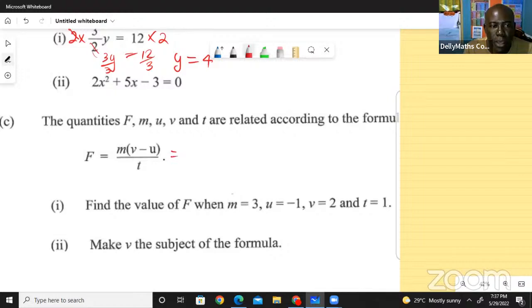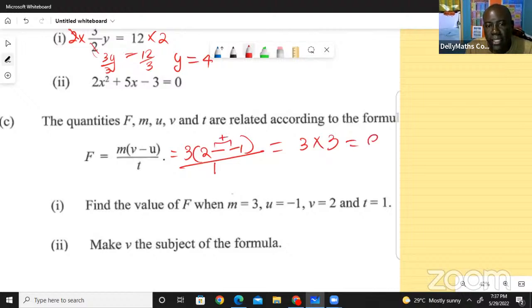Let's substitute beside it. M is 3, open bracket, V is 2 minus U, which is -1, all over T, and that is 1. So we're having 3 times 3, because these will turn into plus, then the answer is 9. So I'm getting 9, I'm getting 3 outside. 2 minus minus becomes 3. So I'm getting 9. Somebody double check that quickly.